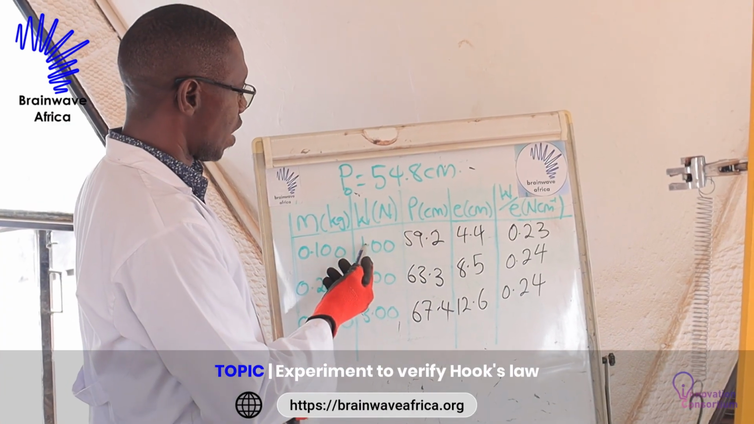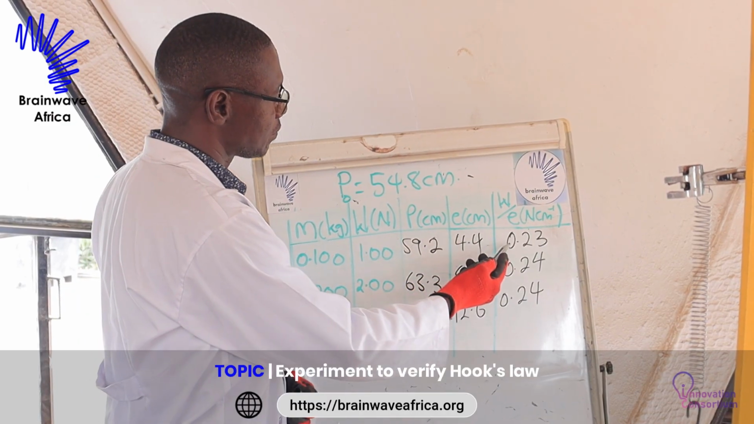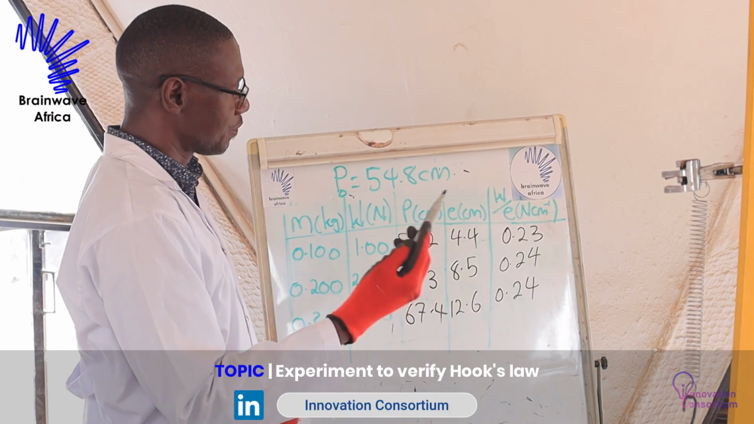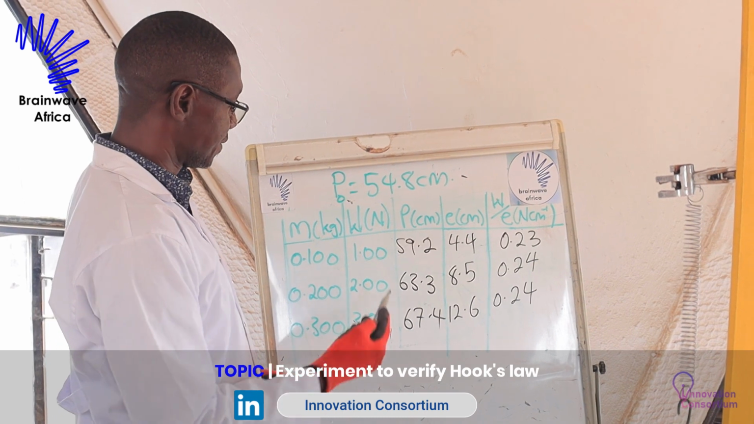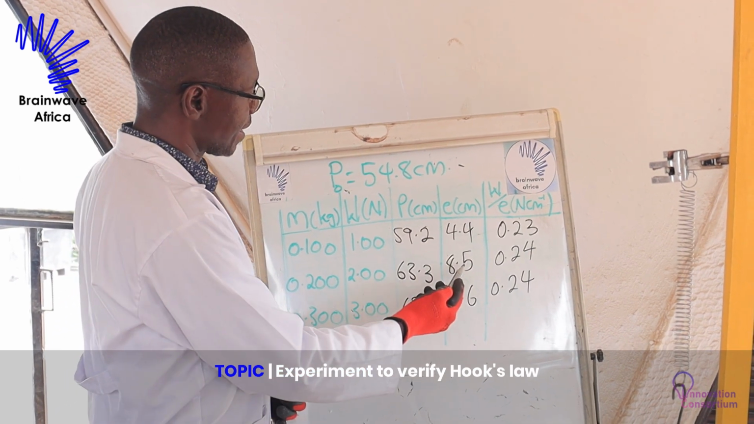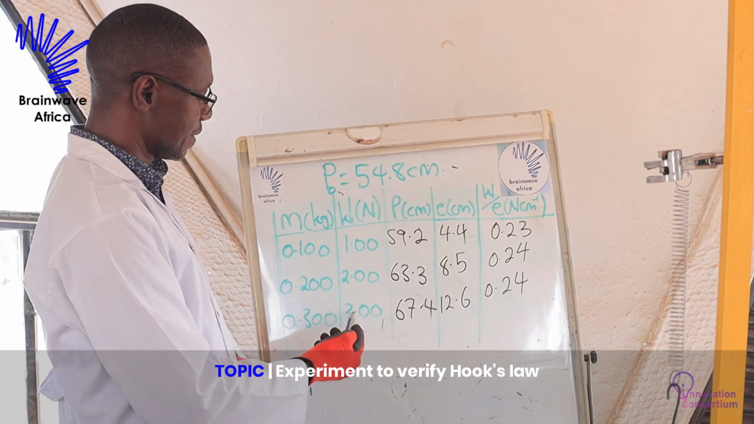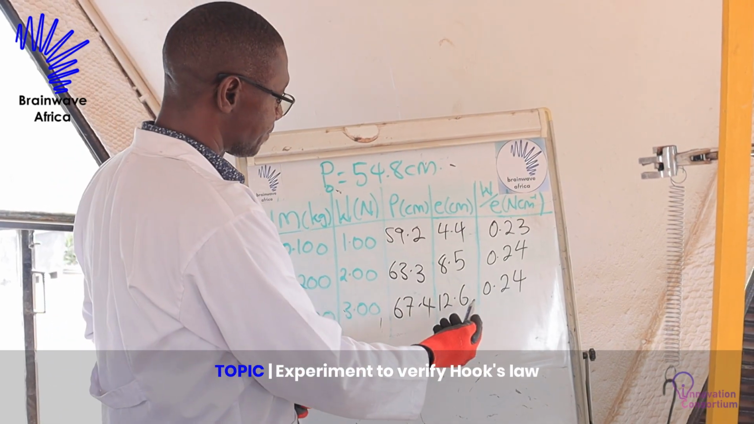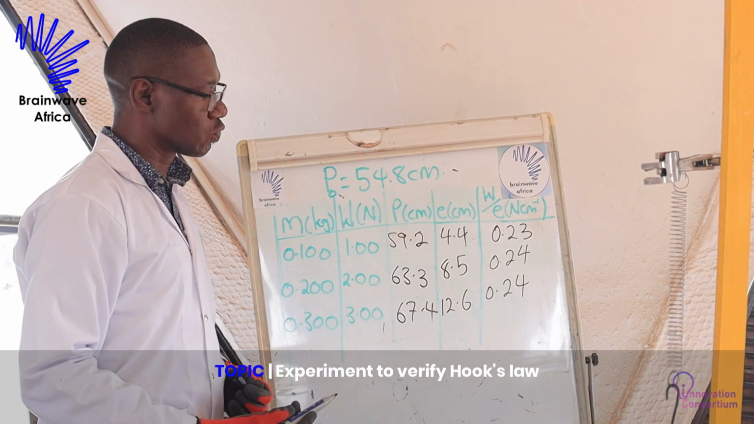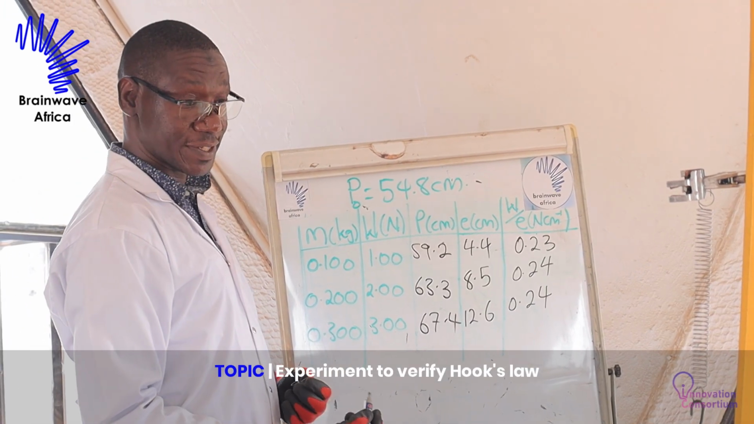Next, we get the ratio of the weight to the extension. 1 divided by 4.4 gives you 0.23 to 2 decimal places. 2 divided by 8.5 gives 0.24 to 2 decimal places. 3 divided by 12.6 is 0.24 to 2 decimal places.